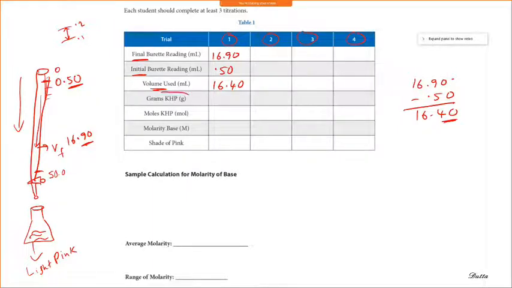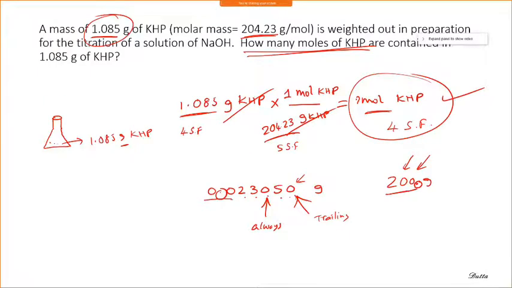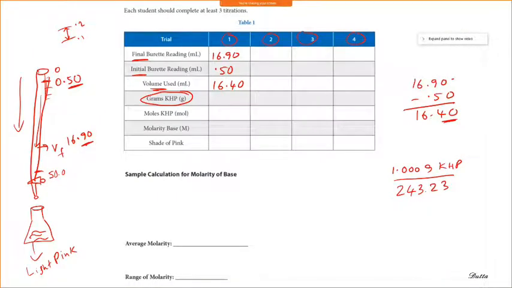And the grams. What is the gram? Let's assume that I took 1.000 grams KHP. How many moles? Divide by molar mass, which is 204.23. Okay.